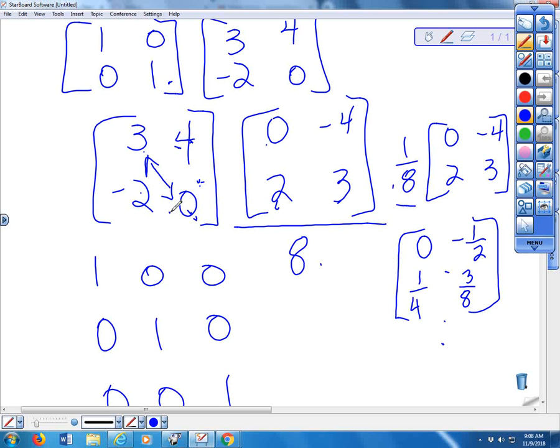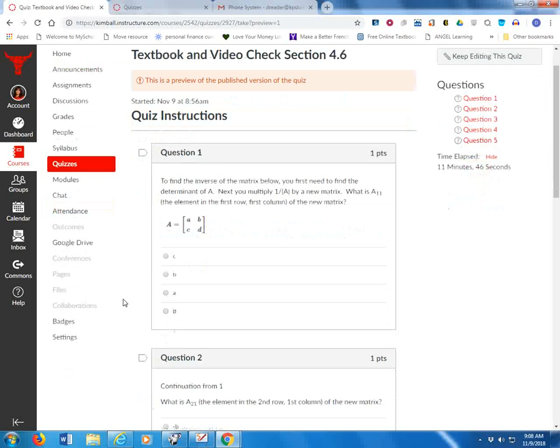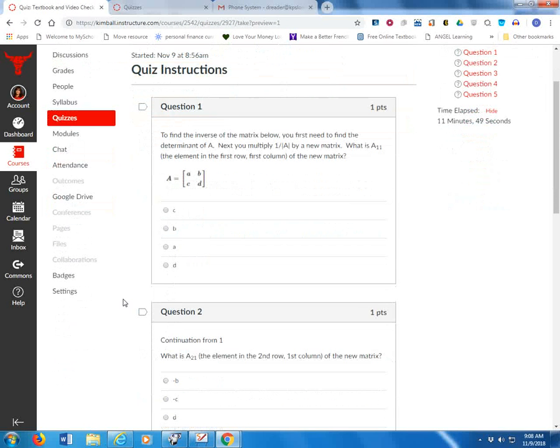Okay? Let's look at the textbook check now that you know this. To find the inverse of a matrix, of this one below, you first need to find the determinant. Next, you multiply 1 over the determinant by a new matrix. What is the first element in the first row, first column of the new matrix? D, because we switch A and D. Continuation from 1. What is the element in the second row, first column? Negative B. Negative C. You don't switch those. You just make them both negative.